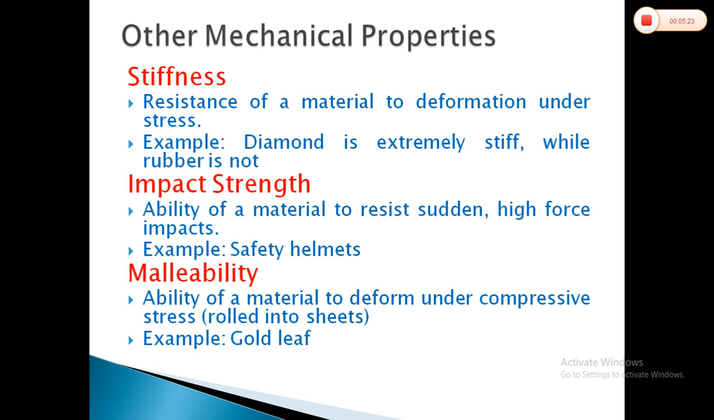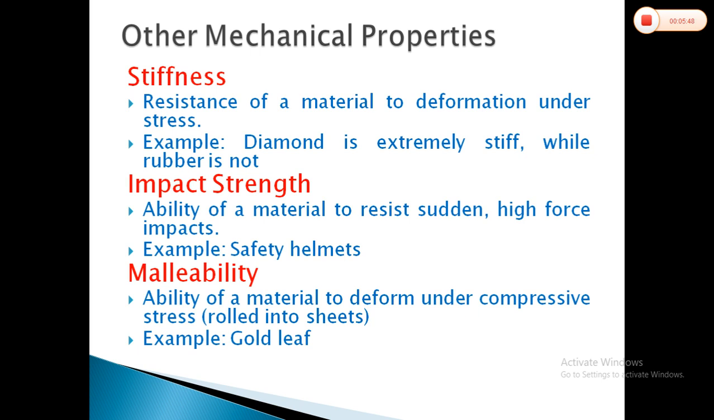There are other mechanical properties, that is stiffness, impact strength, malleability, like that. Stiffness is nothing but the resistance of a material to deformation under stress. Example, diamond is extremely stiff while rubber is not. Impact strength is the ability of a material to resist sudden high force impact. Safety helmet is an example for this.